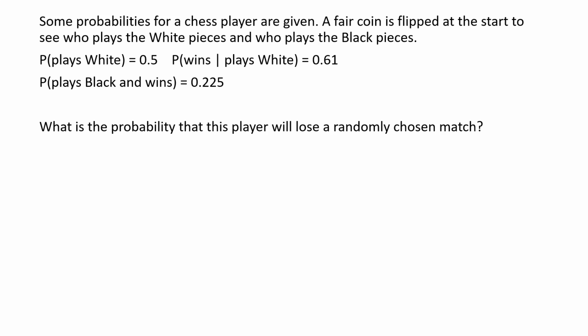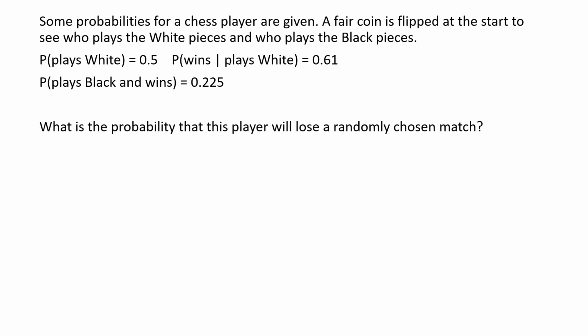Okay, one last example here. It's a little bit more challenging. Building a tree diagram given some probabilities. Okay, so we have a chess player. If you don't know, in chess, right, there are white pieces and black pieces. And usually you flip a coin or roll a die or something to decide who's going to play which. Generally, there's an advantage to the player playing white because they get to go first. So, we have some chess player here. The probability that they play the white pieces is simply 50% because we're flipping a coin.